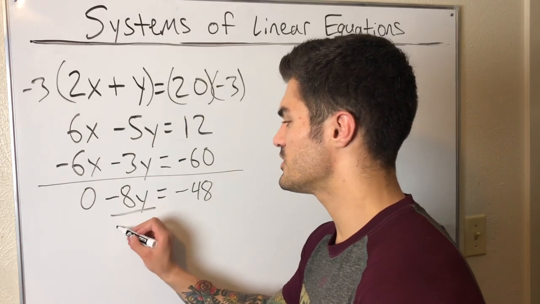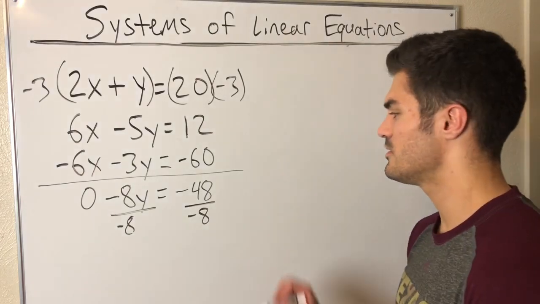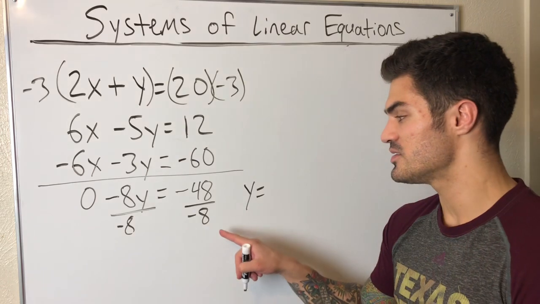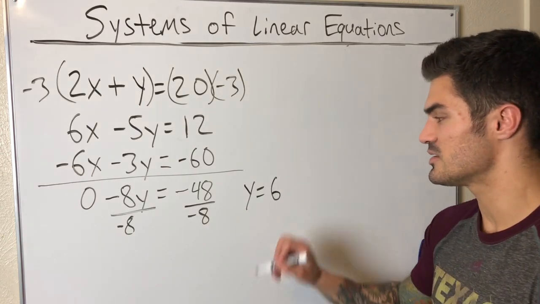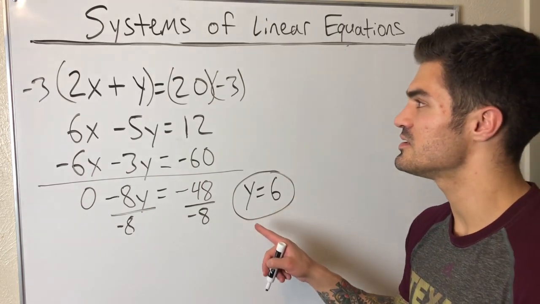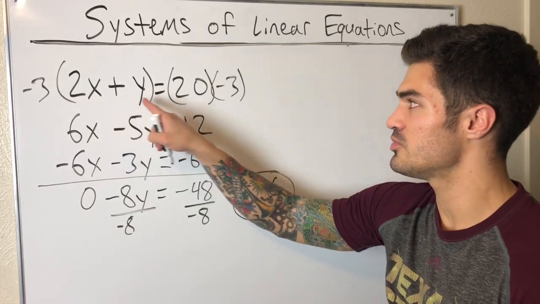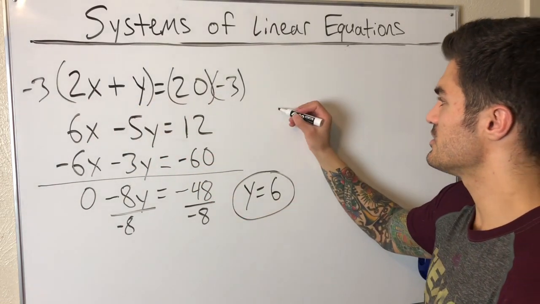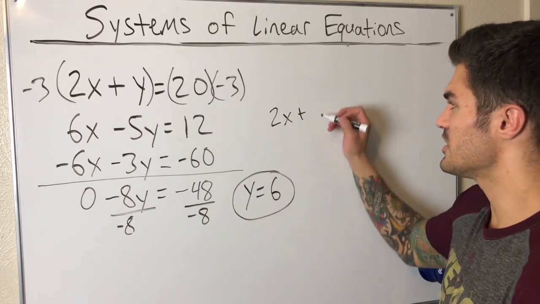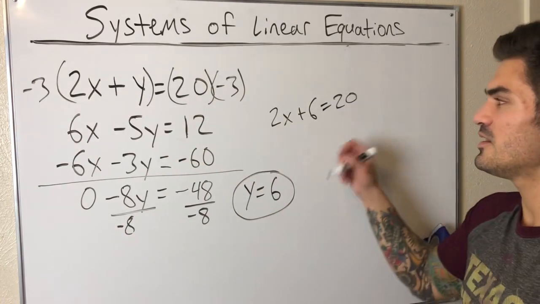Now if I divide both sides by -8, I can get the y by itself, right? And I have y equals, let's see, 48 divided by 8. 6 times 8 is 48, so that's going to give me 6. So now I can substitute this back in. Let's see, which one should I pick? I think I'm going to use this original one, 2x plus y equals 20. So I'm going to substitute in 6 for y. Now I can solve for x.